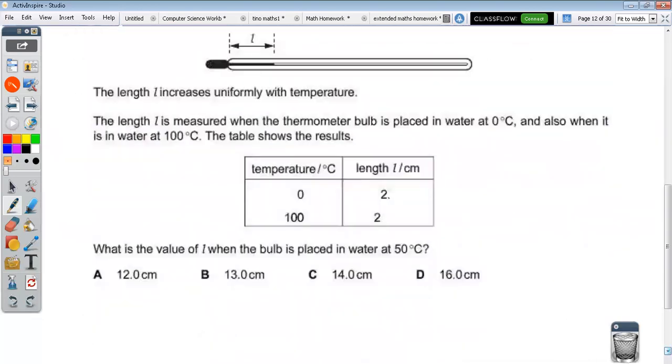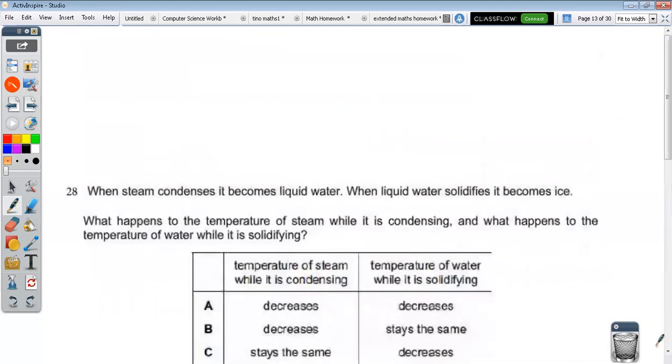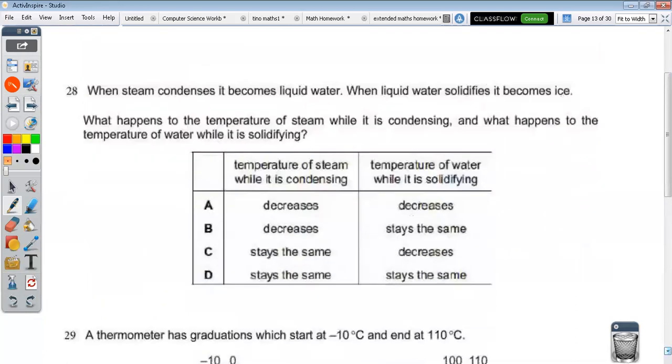Sorry, this is a printing error here. We'll look at another proper question which doesn't have a printing error. Now, what's the answer there? When steam condenses, it becomes liquid water. When the liquid water solidifies, it becomes ice. What happens to the temperature of the steam when it is condensing? And what happens to the temperature of the water when it is solidifying?